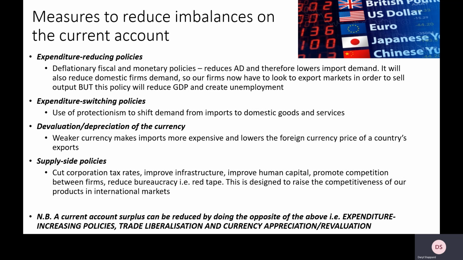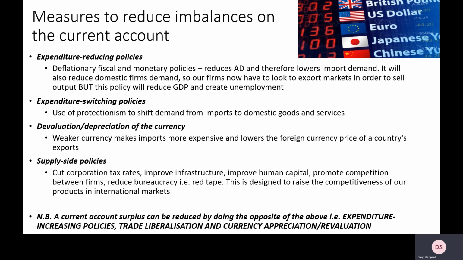Of course, this could also be done by domestic subsidies, which will lower the price of domestic goods and services in our economy, and that will hopefully again shift people's demand away from foreign goods towards domestic demand. The problem with this policy, though, again, is all the problems that we explored linked to protectionism.